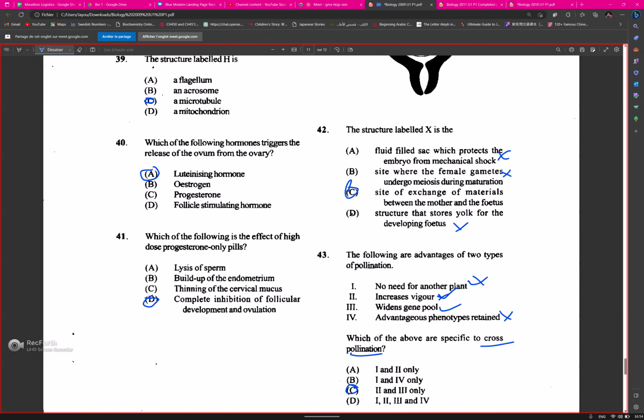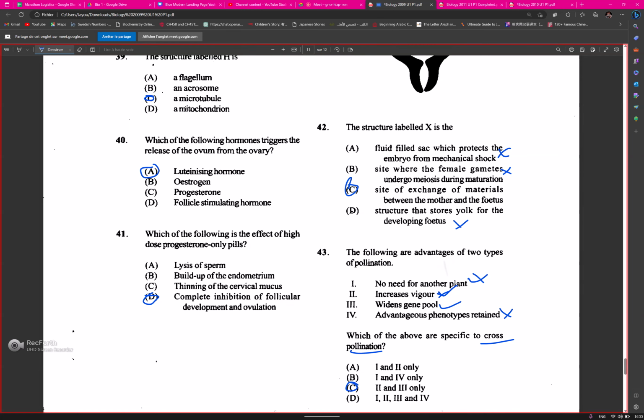No, it can't be B, because the building of the endometrium is by estrogen, not progesterone. It's the wrong hormone. No, progesterone maintains it. It allows the continuation and proliferation of it, but estrogen starts the building up of the lining. Right, that's why estrogen will increase and then progesterone will take over. Alright, so it's something like that.